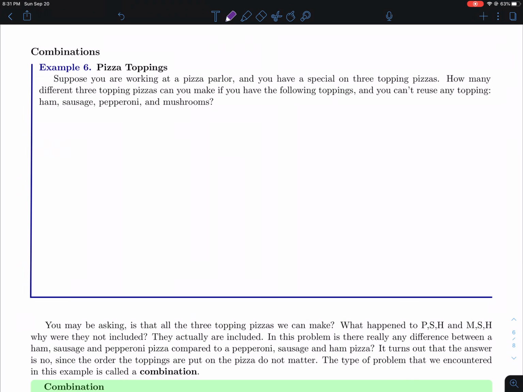All right. Hopefully everybody did a good job on permutations. If you got stuck on any of them, please let me know so I can help you. Now we want to move into what's called a combination. It sounds similar to a permutation, and they are in some ways, but there are subtle differences between them. Let's suppose we're working at a pizza parlor and we have a special on 3 topping pizzas. How many different 3 topping pizzas can you make if you have the following toppings and can't reuse any of the toppings?